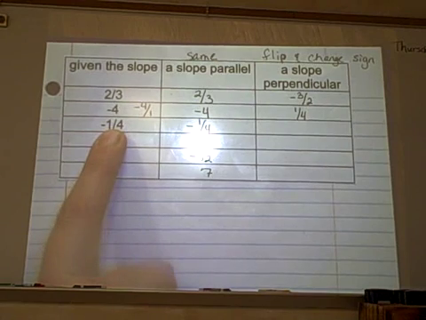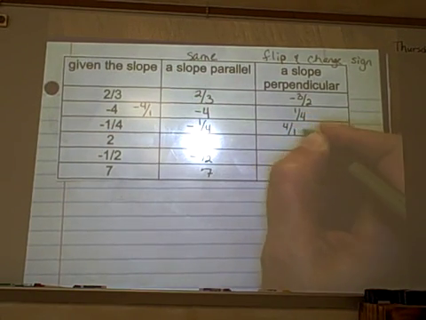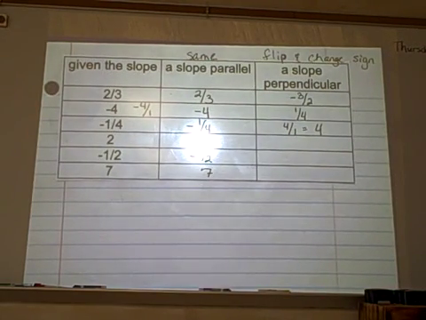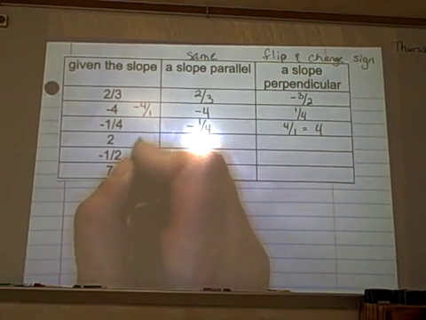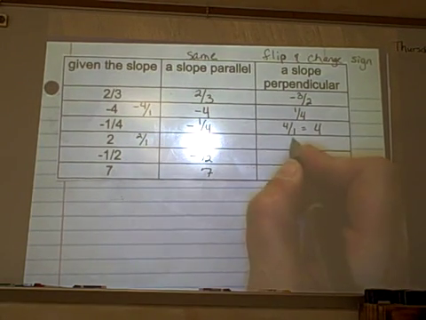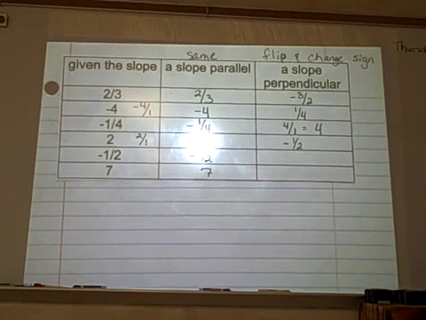All right, -1/4, if I flip it, it becomes a positive 4/1 or just 4. What are we going to do to the 2? Put a 1 under it, and flip it so it becomes 1/2 and make it negative. See if you can do the last 2 by yourself. Don't say them out loud.